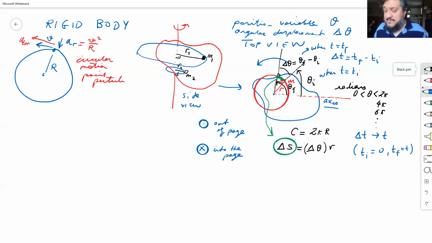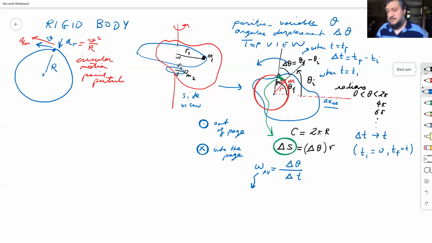Okay, so it happens in delta t. So what you do is you divide this delta theta, the angular displacement, by delta t, and that gives you the average angular velocity, which is shown with this variable omega. Okay, so omega average.